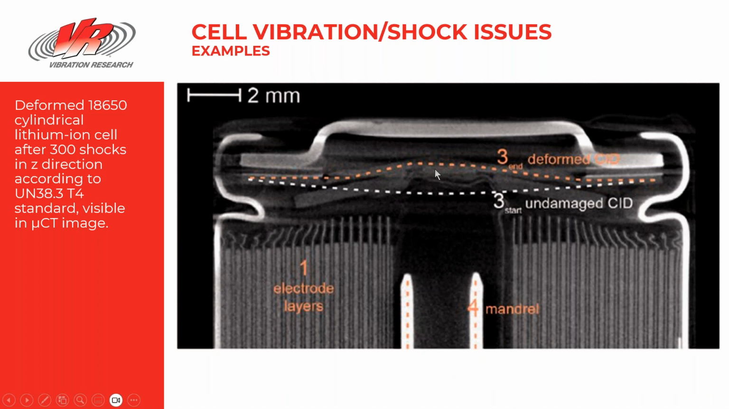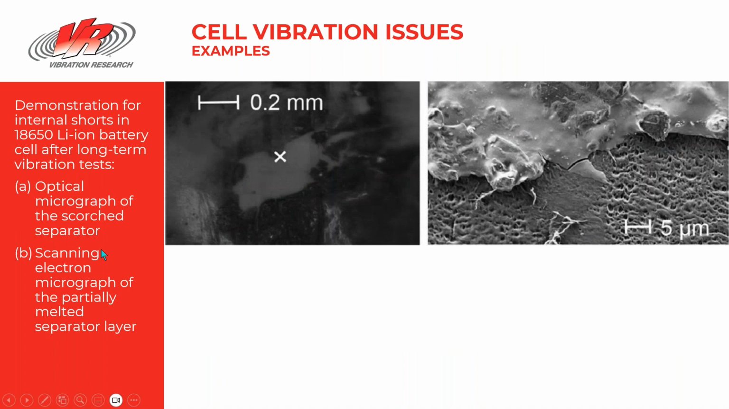Here are some examples of internal damage to cells. This is from an 18650 cylindrical lithium-ion cell after 300 shocks. You can see the original undamaged tissue compared to the new damaged situation. So damage does happen inside cells, as well as, obviously, interaction between the cell and the local environment around it. This is quite a bit of damage. And this is another view of some separated layers on some batteries, where there's been cracking between the separated layers. So yes, cells do get damaged by vibration.